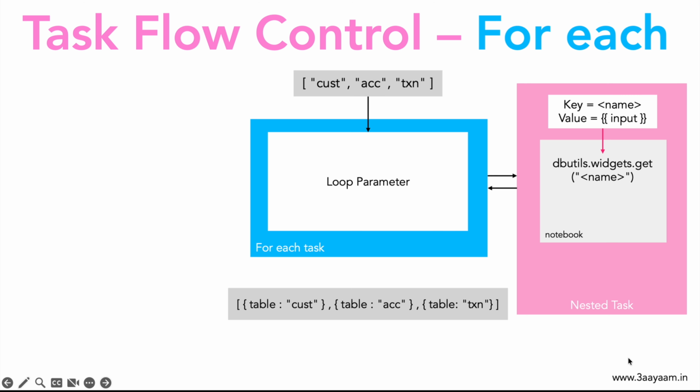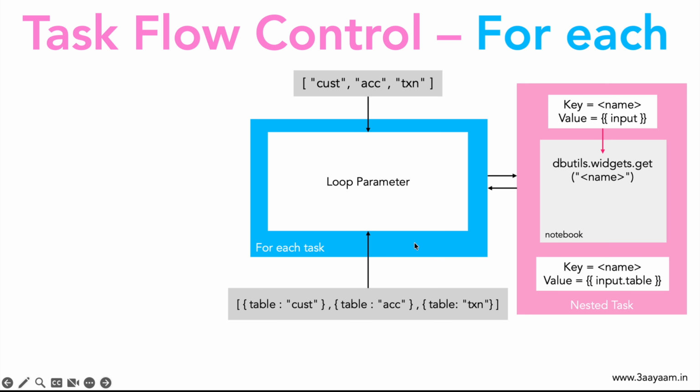But we'll define these values in the for each task loop parameter. But in the nested task, we will define the name of the key, which can be anything. It can be input table or table name or anything of that sort. And the value would be input dot the key name. Now here, the key name is table. That's why you see we have this dot table here. And this has to be defined inside of the nested task for loop parameters like this.